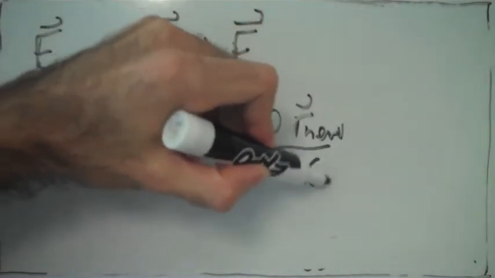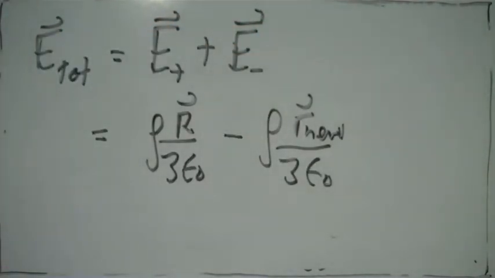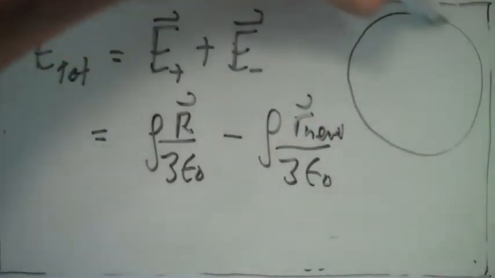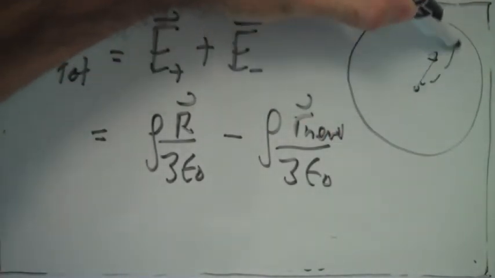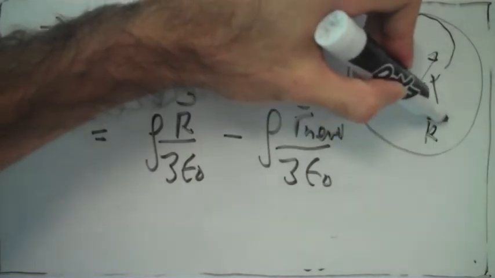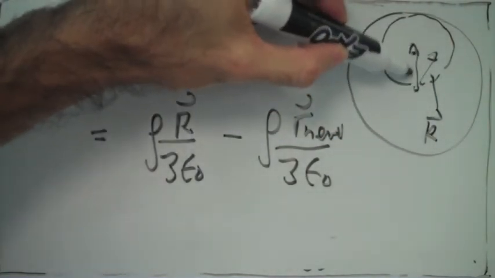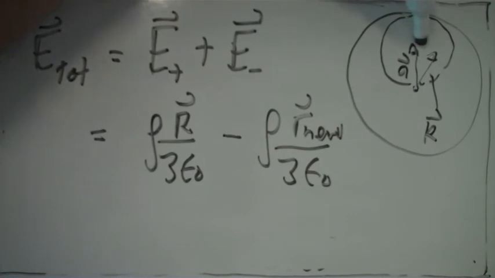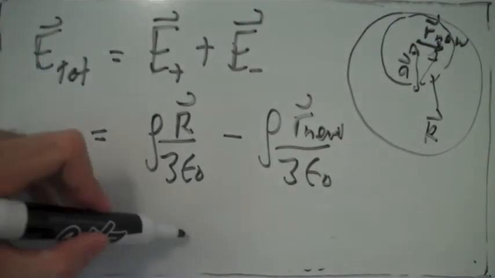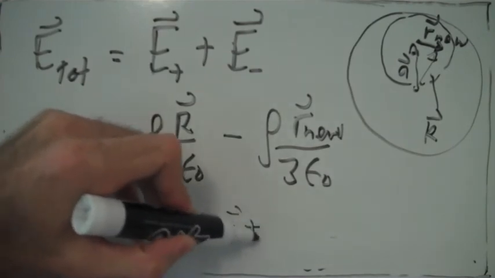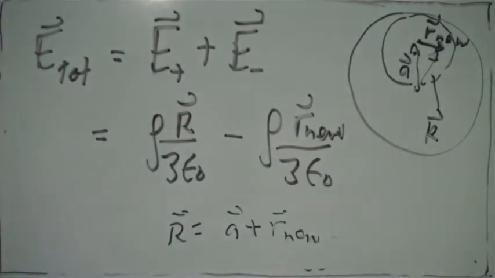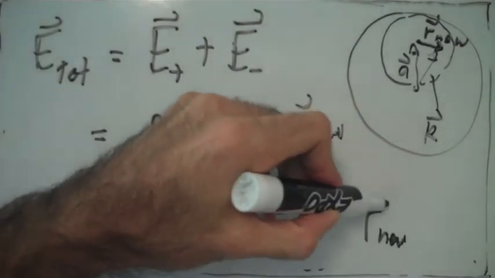So r prime, remember, what is r prime? Remember, it's the vector from the center of the little sphere to the point where we want to measure the field. Okay, so let's draw this. If we have, that's the cavity, this vector is r. It's a vector from the center of the sphere to where we want to measure the field. The vector a goes from the center of the big sphere to the center of the cavity, and r prime goes from the center of the little sphere to the point where we measure the field. So r is a plus r prime. Okay, so that means that r prime is equal to r minus a.